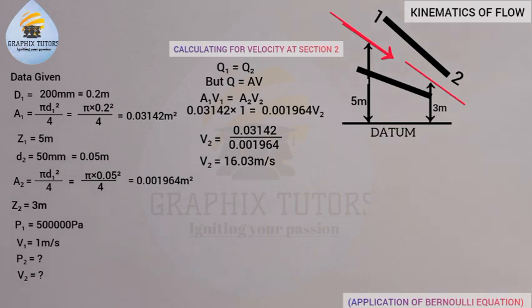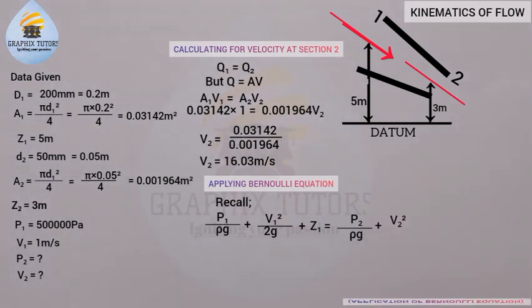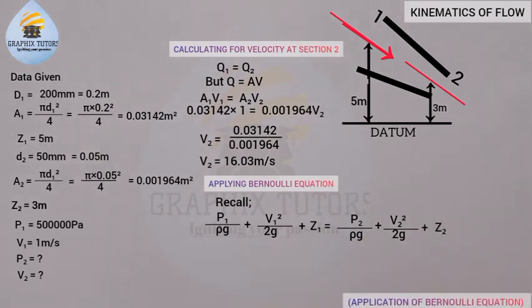Now we will apply the Bernoulli equation. Now recall, we know that P1 over rho g plus V1 square over 2g plus Z1 is equal to P2 over rho g plus V2 square over 2g plus Z2. So because we have two sections, that's why we're having it in two places. Is that okay now?